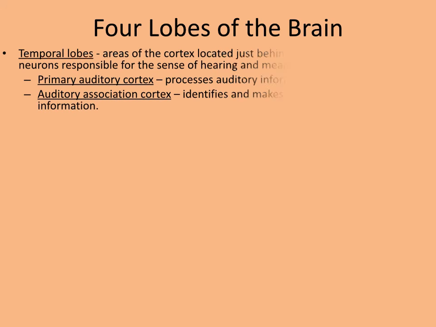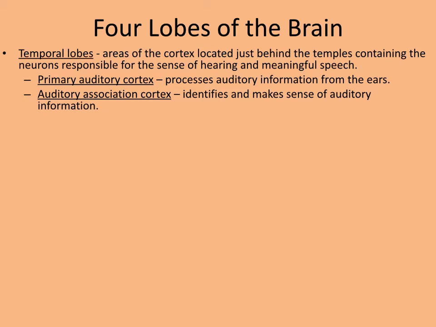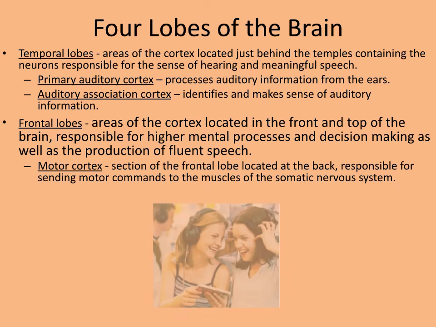Now, another lobe of yours is the temporal lobe. Temporal or tempo. Okay, music has beats and has a tempo to it, a fast tempo or a slow tempo, so kind of help remember that. Now, it's an area of cortex located just behind the temples or right by your ears, containing neurons responsible for hearing and making meaningful speech. Now, your primary auditory cortex processes the information of your ears. Your auditory association makes sense of the information.